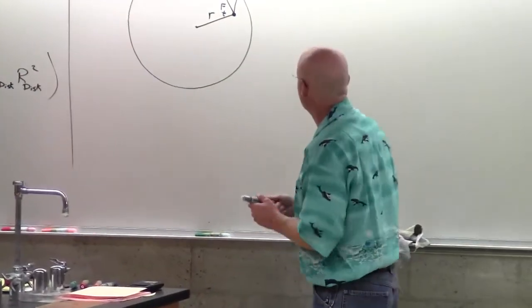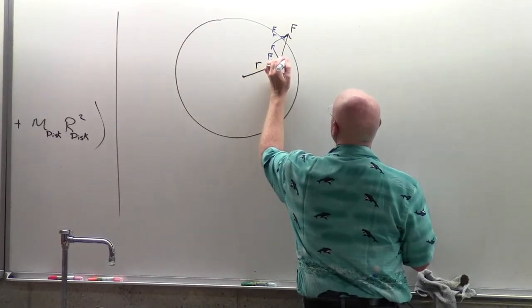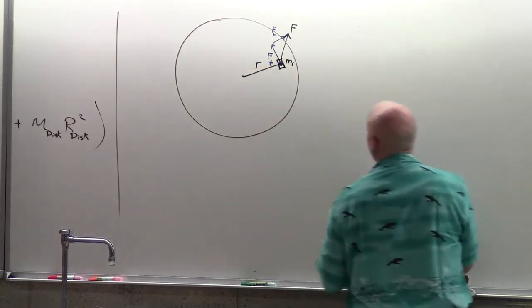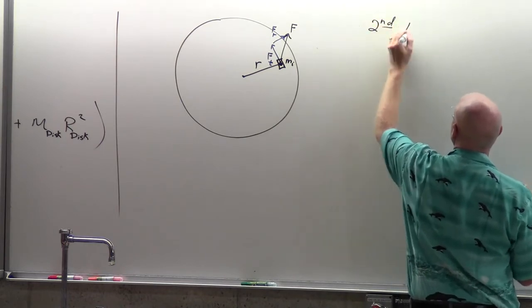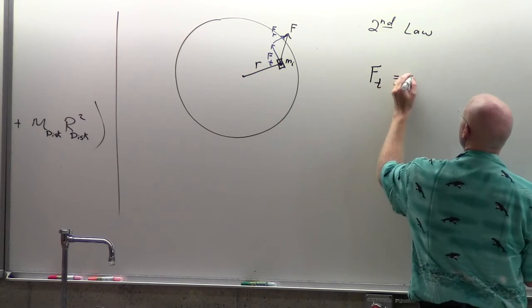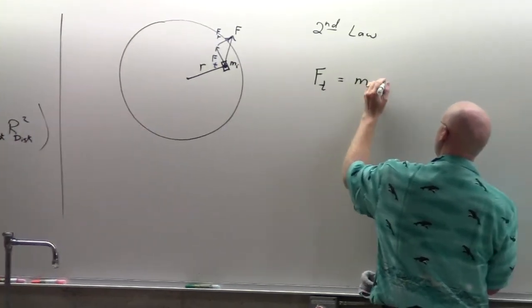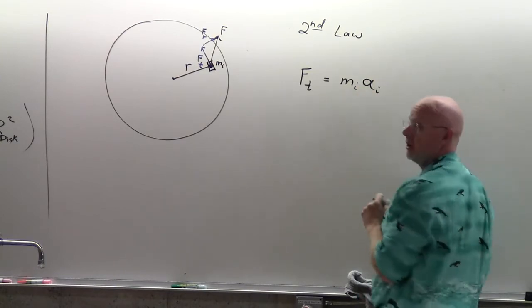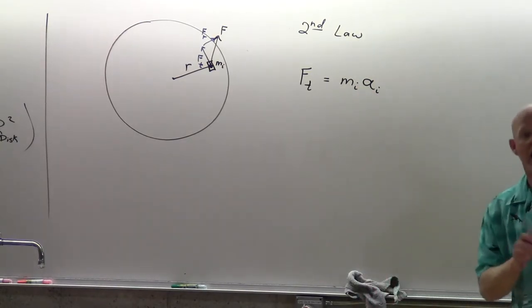So if I were to put this on the board, let's just say this little piece right there, let's call it m sub i, and if I apply Newton's second law, I would say that the tangential force is equal to m times a. I'm going to put a little subscript there saying, look, this is just for that little chunk of mass.